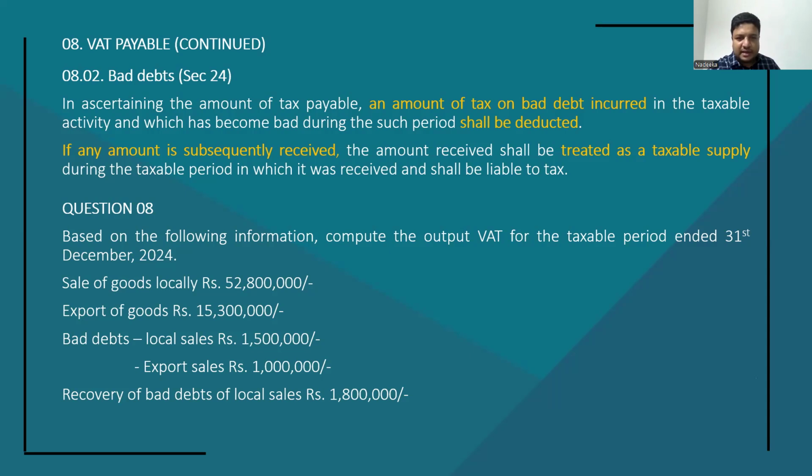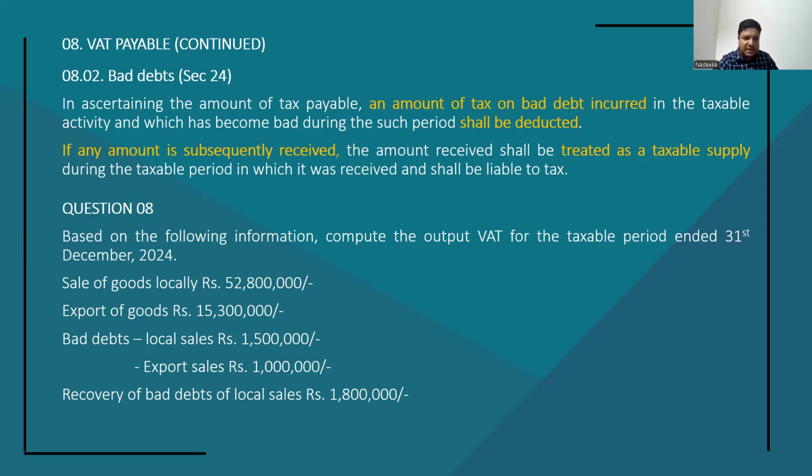In ascertaining the amount of tax payable, the amount of tax on bad debt incurred in the taxable activity and which has become bad during such period shall be deducted. You are allowed to deduct bad debt that you have incurred. If any amount is subsequently received, now after 3 months, after 6 months, if the same customer comes and pays you, saying, okay, I have recovered and I'm in a position to pay you, then the amount received shall be treated as a taxable supply during the taxable period in which it was received and shall be liable to tax. If you recover the bad debt later, then you will have to include that and pay taxes on that.